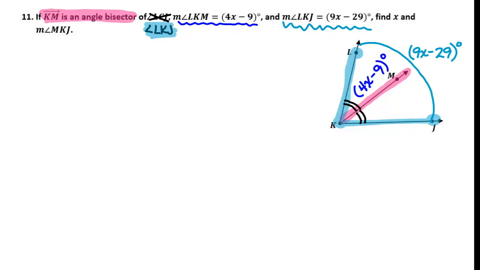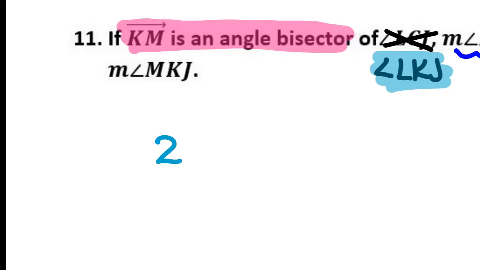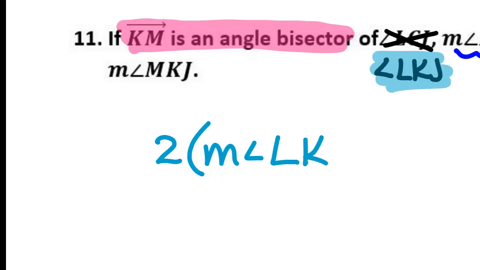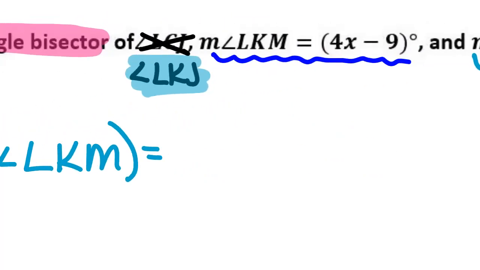Can I set those things equal? Are they the same size? No. I only know the size of one of the angles on the inside, but what do we know about this one over here? It's congruent, it's the same size. So how many angles that are this big do we have inside the whole angle? I have 2 of them that are that size. So if I had 2 angles that were the same size as angle LKM, that would give me the measure of angle LKJ.